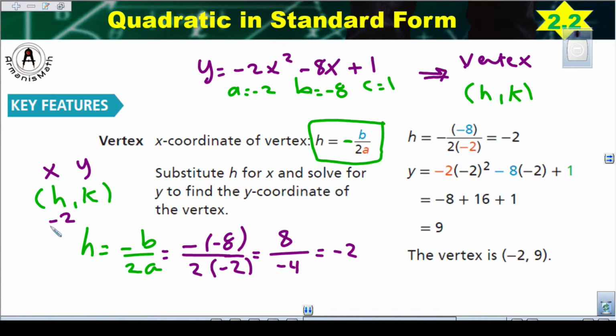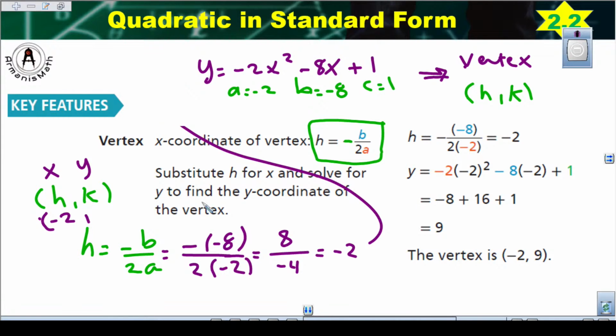This point is -2. So what's the k? Well, you find the k by plugging the h into your function. So basically, you're going to take the -2 and plug it into your equation. You're going to take that -2 and plug it here.